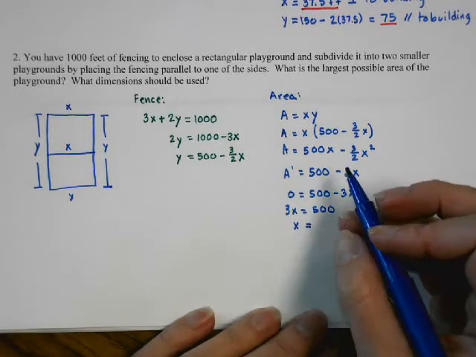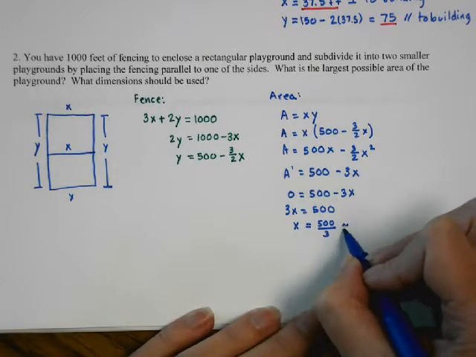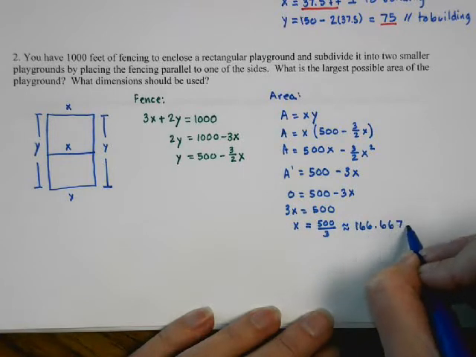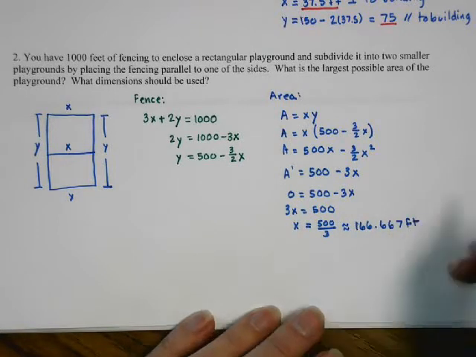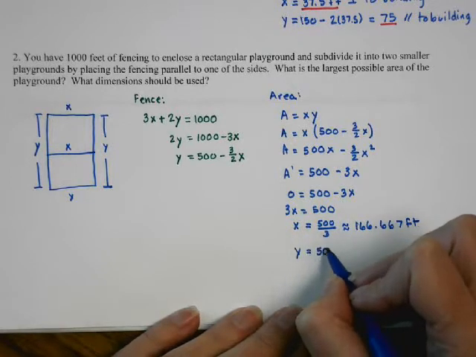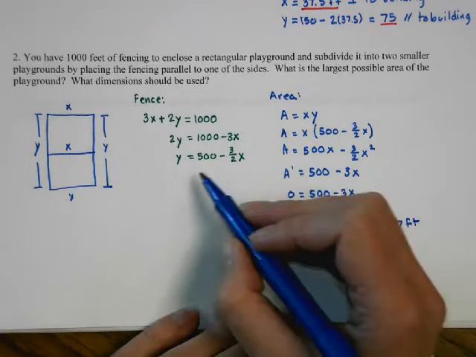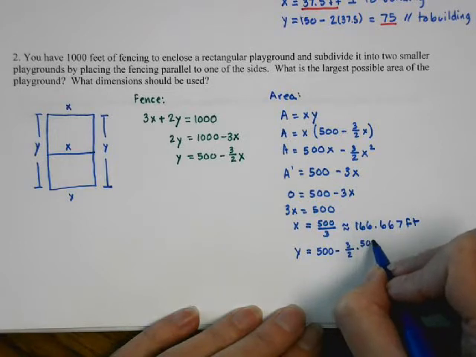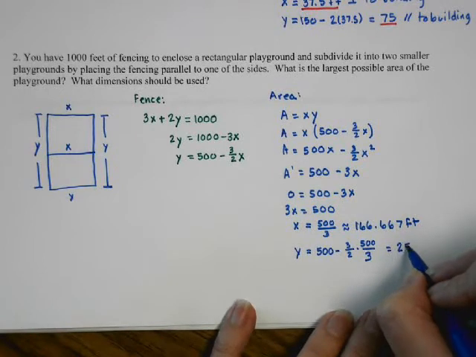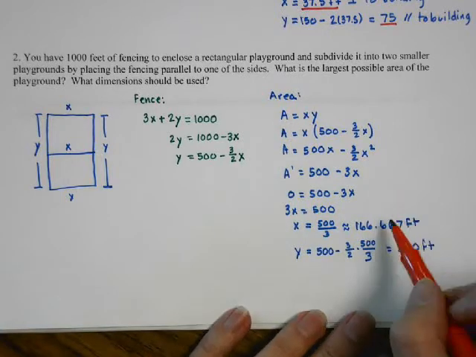So 500 divided by 3 is approximately 166.667 feet. The y value then is going to be 500 minus 3/2, so we're using this, times 500 over 3, which is going to give me 250 feet for those 2 dimensions.